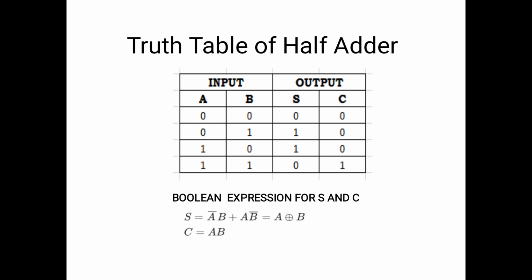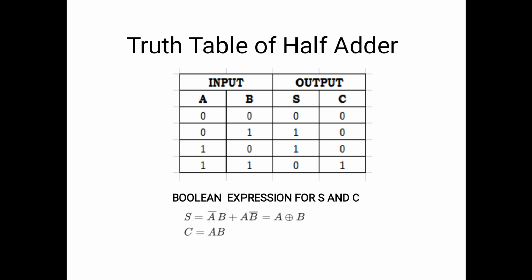Similarly, in case of output C, we see that there is only one 1 and that is present in the last row. So the expression for this will be A B, as both these inputs are 1 1. So the expression is A B.